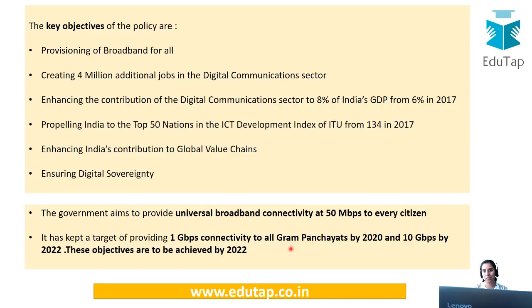Now you have to name that scheme and mention it in the comment section below. We have discussed it a lot. So 1 Gbps connectivity to Gram Panchayats by 2020. That means just 2 years from now, 1 Gbps connectivity to all the Gram Panchayats, and it will be extended to 10 Gbps by 2022. So these are some ambitious objectives of the government, and just keep them in mind. These are very important ones. So that is it about this National Digital Communication Policy. Moving on to your next news.